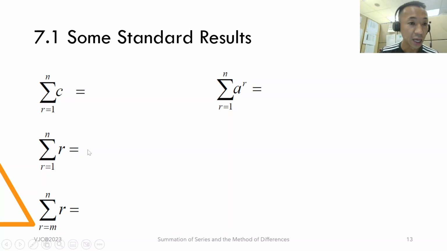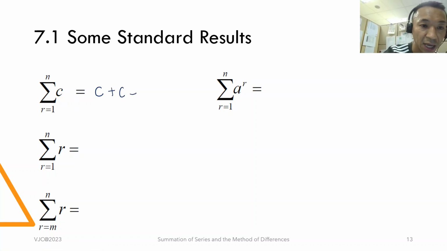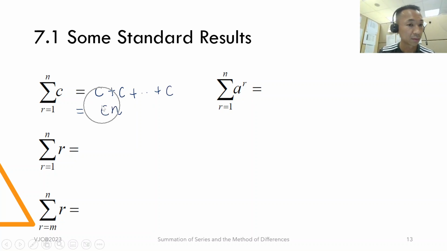Follow me very closely. If you substitute r equals 1 into c, you will still get a c. Next term, r equals 2 into c, you will still get another c. How many c's do you have? Right? You will actually get a lot of c's. Actually, you will get n c's. Correct? You get c times n. So first result, this is a constant and this is the variable, actually you just have c plus c plus c and you have n times.